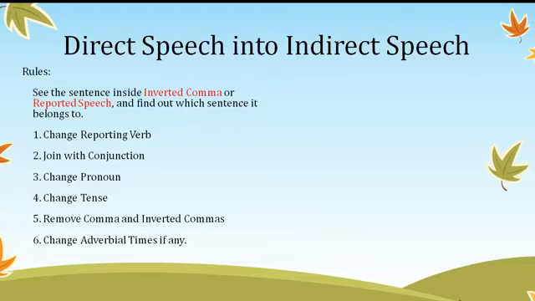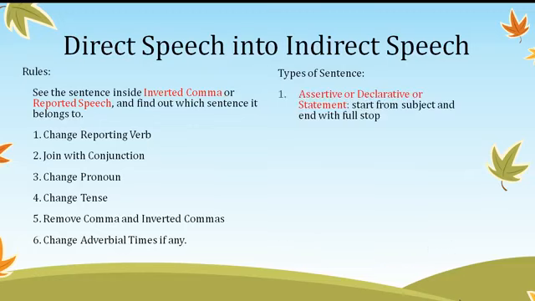I told you at that time, see the sentence inside the inverted commas, the reported speech, and find out which sentence it belongs to. Let's see the types of sentence. There are five types of sentence that can be inside the inverted commas. What did I say? First of all, the assertive or declarative statement. I told you it starts from the subject and ends with a full stop. That type of sentence is called an assertive declarative statement.